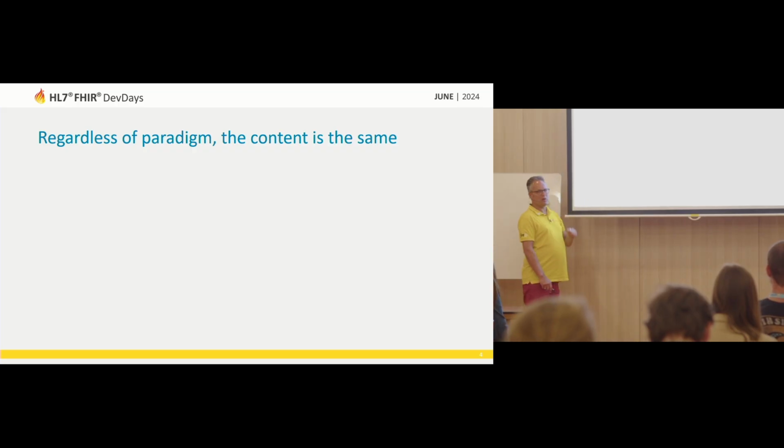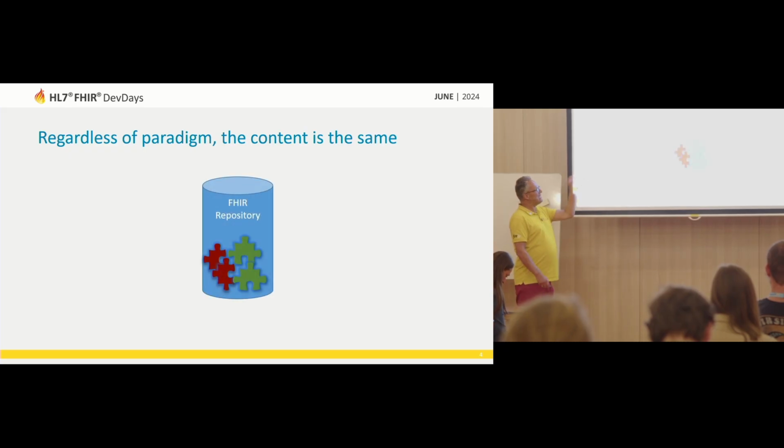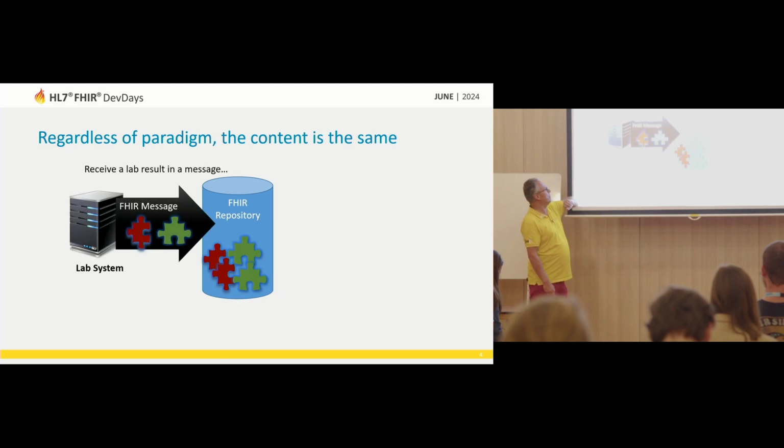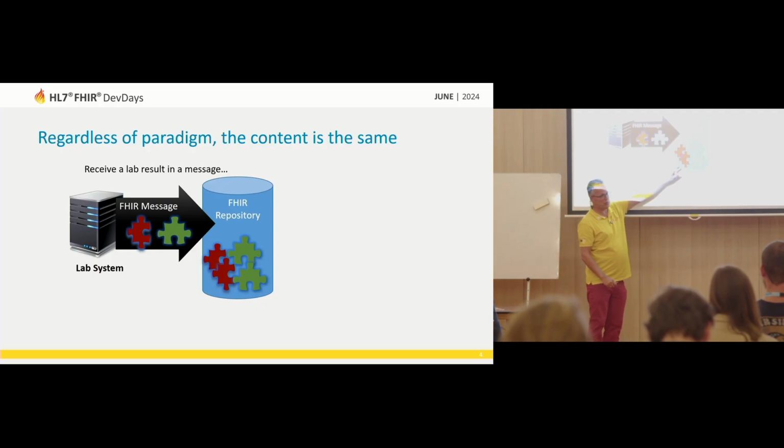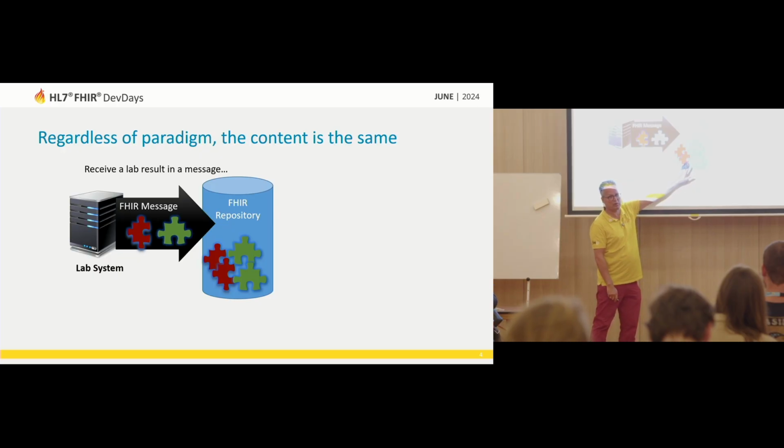So maybe, without further ado, let's dive into the details. Now, the special thing about FHIR is that regardless of the exchange paradigm, that's just a fancy word for exchange mechanism, totally regardless of that paradigm, the content is the same. So I could have a laboratory system that generates a FHIR message. Ooh, new lab results. I will send you a bucket load of FHIR resources that contain the details. And we send it to a FHIR repository, a clinical data repository of sorts, and it basically takes the FHIR resources out of the context of that message and stores them in the repository.